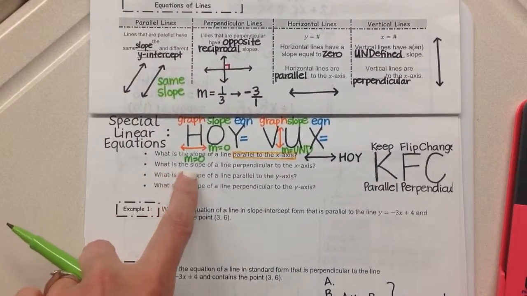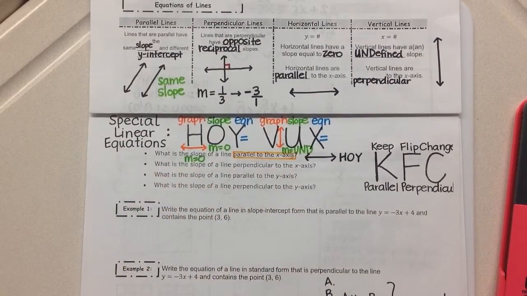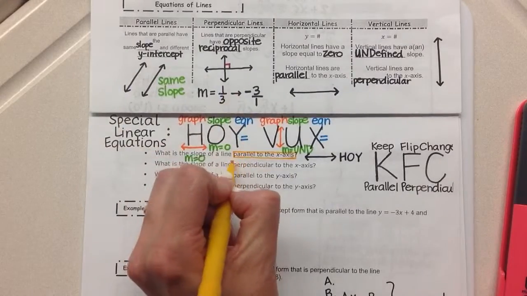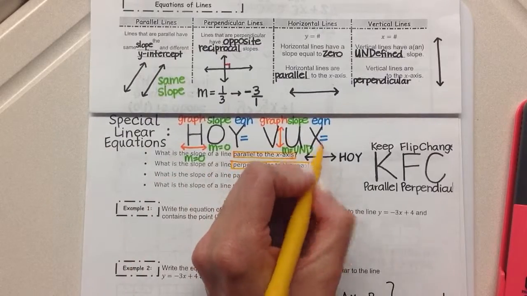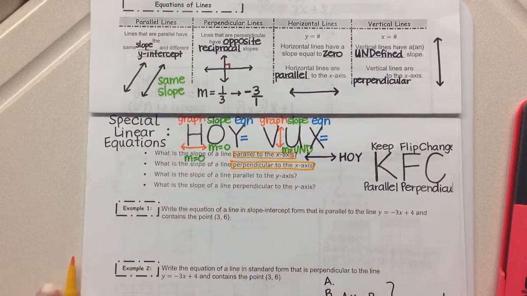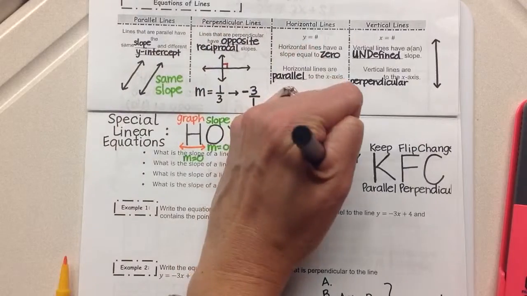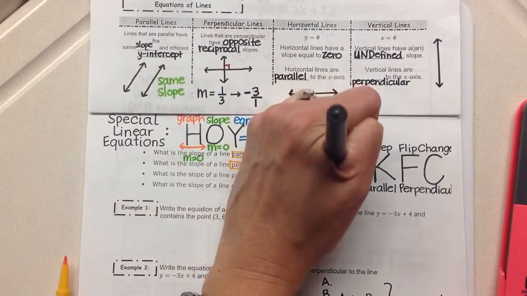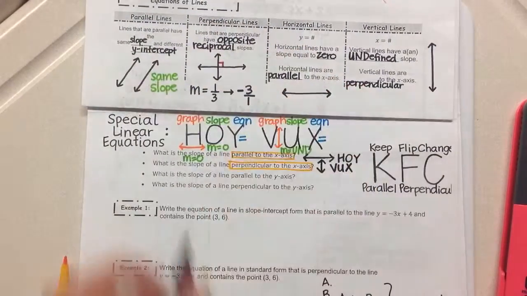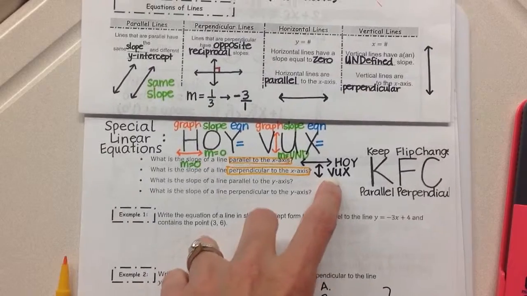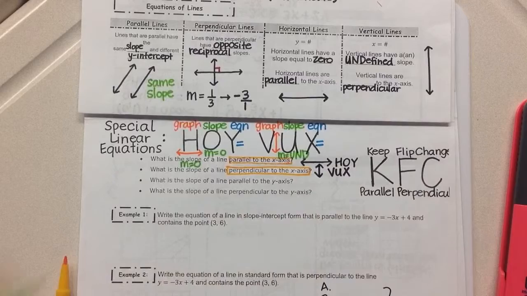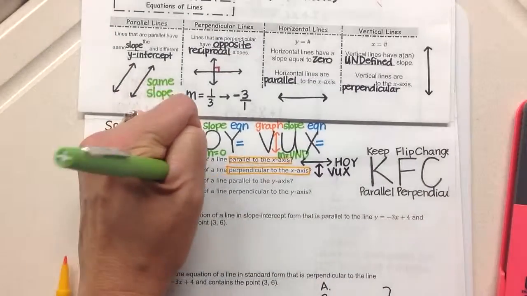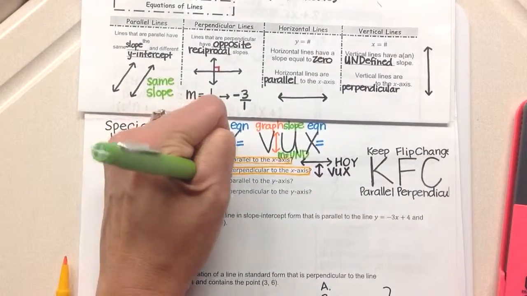And the second question is asking, what is the slope of a line that's perpendicular to the x-axis? So I want to think perpendicular to the x-axis. That means I want to go up and down because the x-axis is flat. So that is actually going to be a VUX line. And if I remember what these letters are supposed to help me remember, that would be vertical, the slope, and the equation. The slope of every vertical line is undefined.